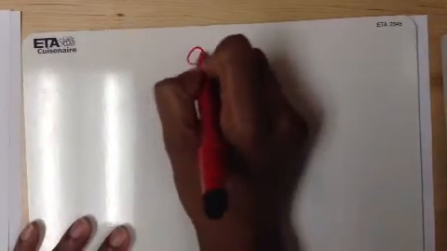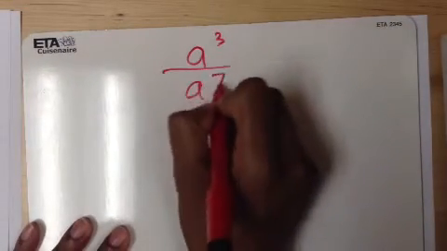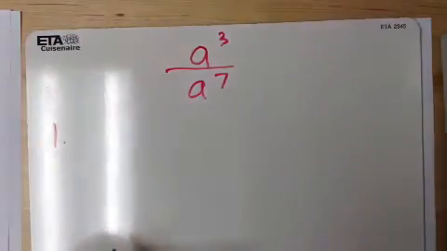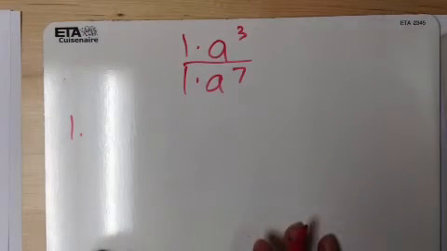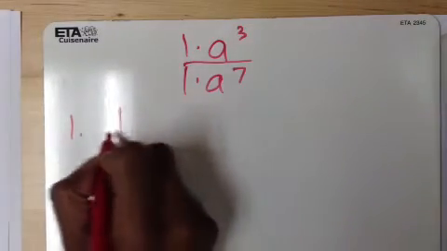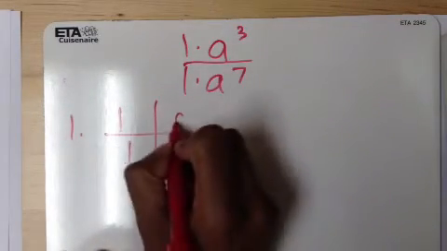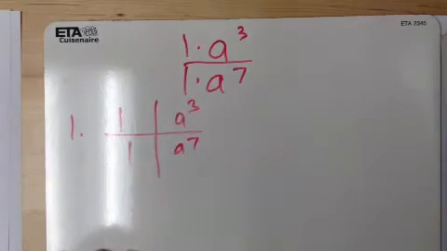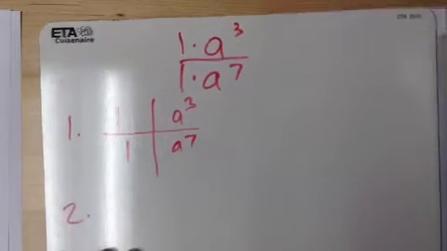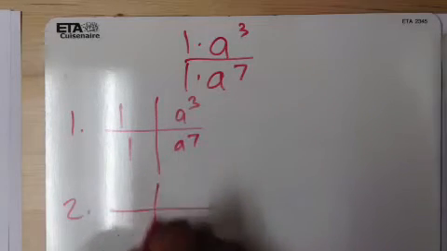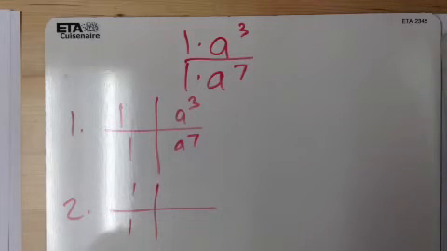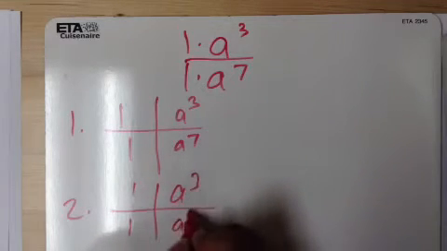Letter B. I have a to the 3rd over a to the 7th. Problem number 1. Remember that because there's no coefficient, my coefficient is 1. So when I start with number 1, I'm going to line up the bases. So I have 1 over 1, a to the 3rd, and a to the 7th. Step 2. I'm going to simplify my coefficients. My coefficients are 1 again, so it'll just remain 1 over 1. A to the 3rd, a to the 7th.